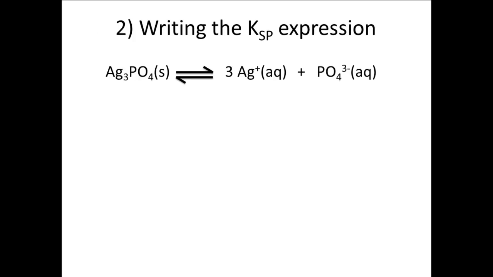2. Writing the KSP expression. Once we have the equilibrium reaction, it is easy to write the KSP expression. Remember 3 things. First, the general form of any equilibrium expression is concentrations of the products raised to the powers of their coefficients and multiplied together, divided by the concentrations of the reactants raised to the powers of their coefficients and multiplied together.